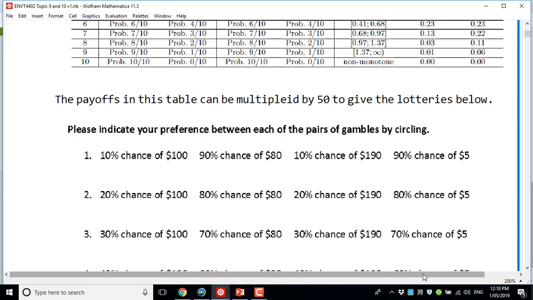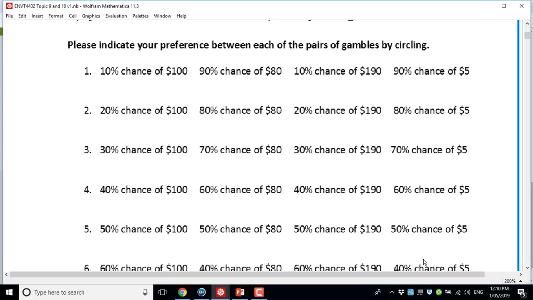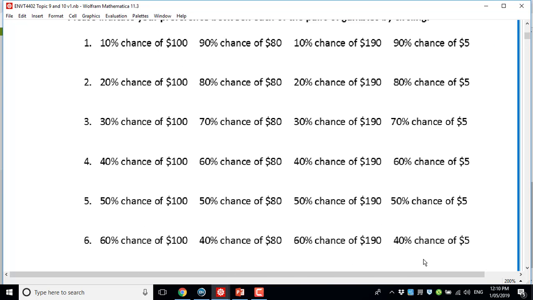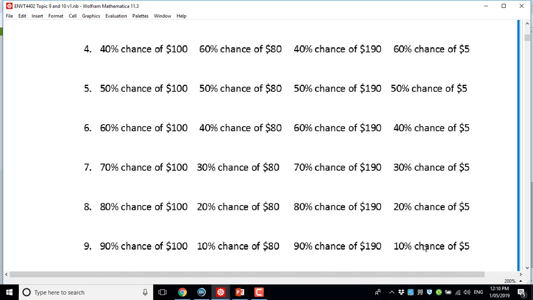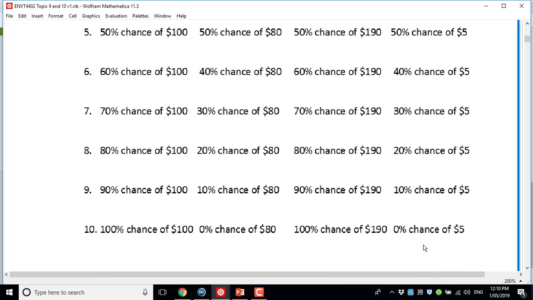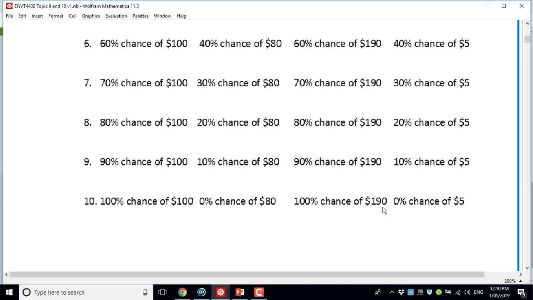So this is just a setup. All the numbers have been multiplied by 50, and we're seeing all the gambles. One thing that is interesting to note here is that in gamble 10, we have a 100% chance of getting $100 and 0% chance of getting $80, and a 100% chance of getting $190 and 0% chance of getting $5. So this is a certain payment.